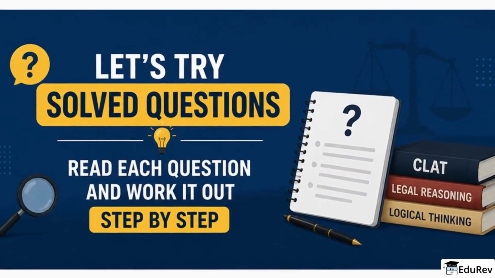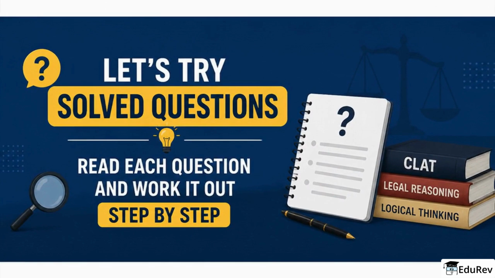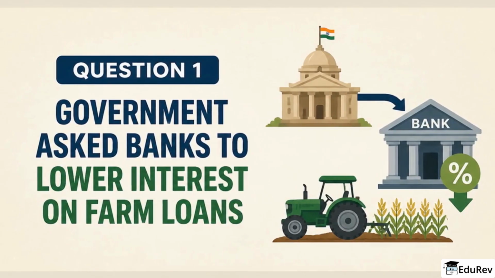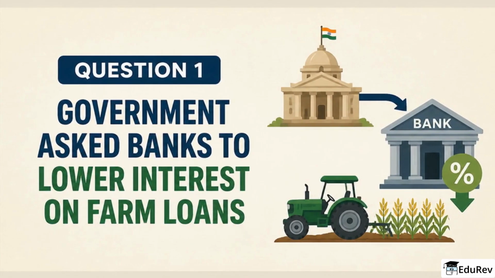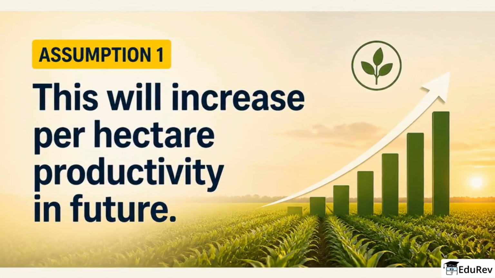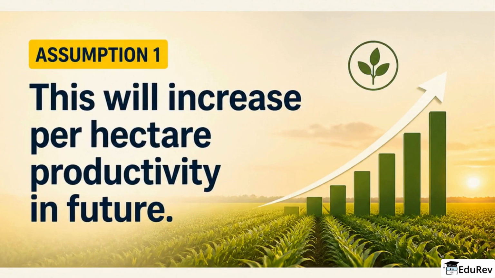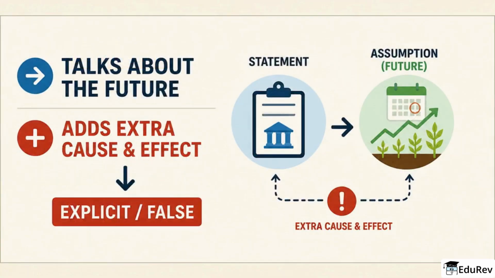Now let us try solved questions. To make this clear, we will read each question and work it out step by step. Question number 1. The statement says, the government has asked financial institutions to lower interest rates for agricultural loans. Assumption 1 says, this will increase per hectare productivity in future. This assumption talks about the future and adds extra cause and effect. So it is explicit or false here.